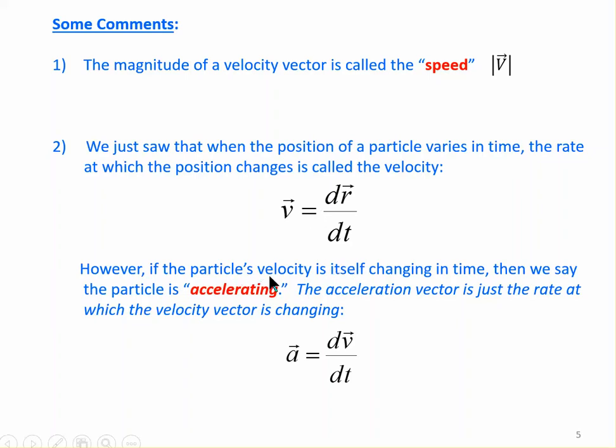In other words, anytime your velocity changes, either your speed or direction, in other words, anytime you have a change in the velocity vector, by definition, we say that you are accelerating. So acceleration means that the velocity vector is itself changing. And we define the acceleration formally to be the rate of change of the velocity vector. So the acceleration vector is the rate of change of the velocity vector.